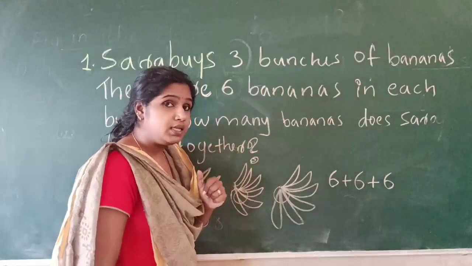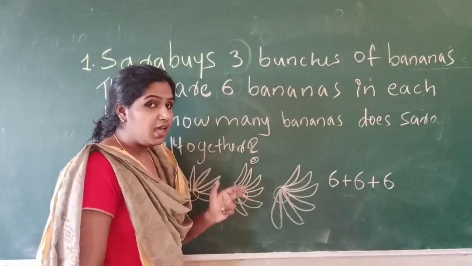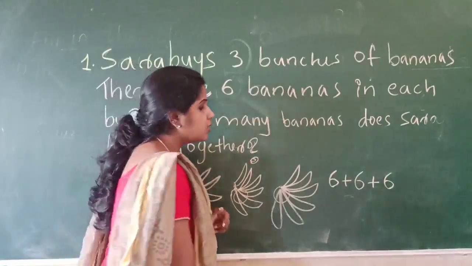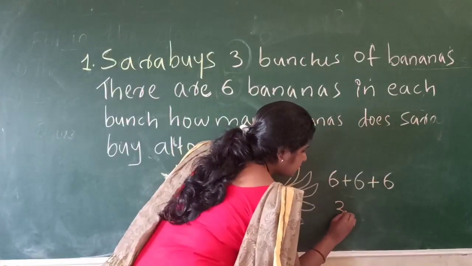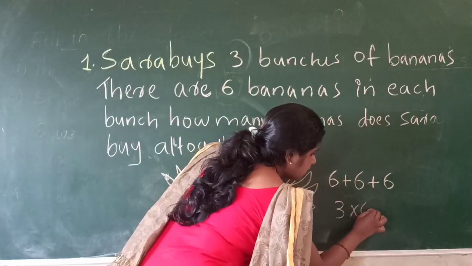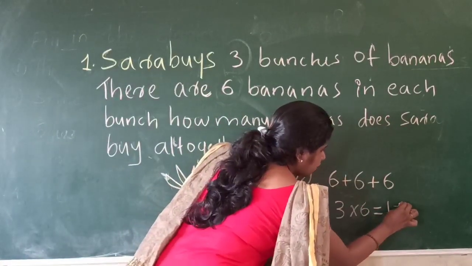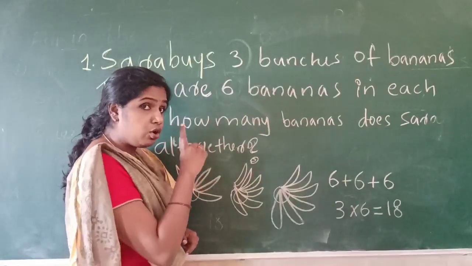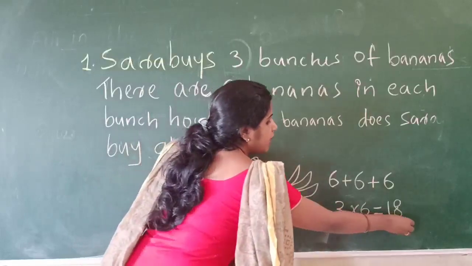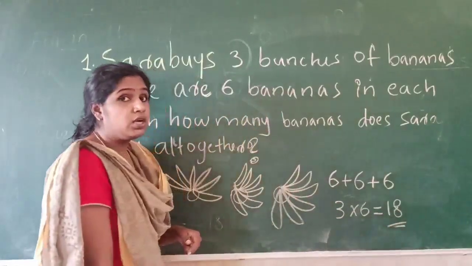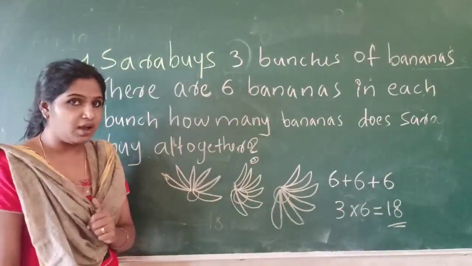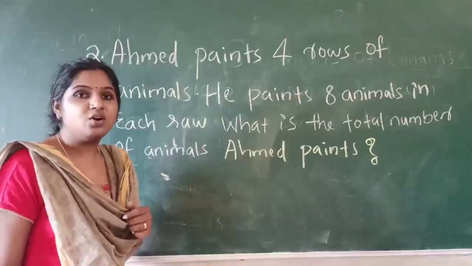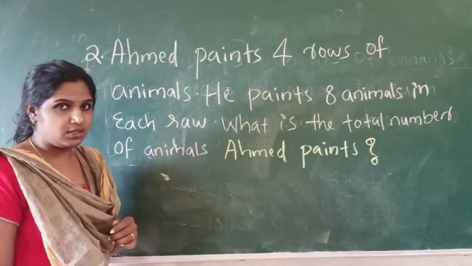Then how many 6s are here? Yes, 3 sixes. So we can write it as 3 into 6 equal to 18. So Sarah bought altogether 18 bananas. Okay, let's look at another question.